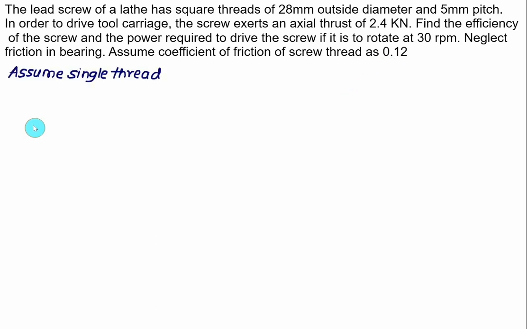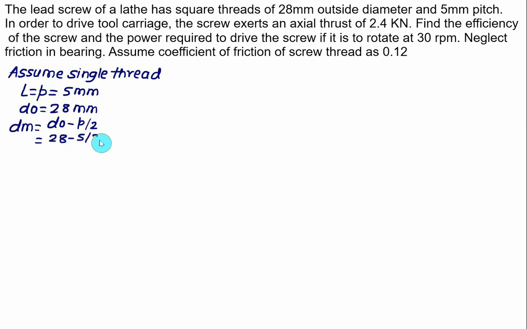So by default you have to assume here a single thread, and therefore we have lead is the same as pitch, equal to 5 mm. Outer diameter DO is also known, which is equal to 28 mm. Therefore we can calculate the mean diameter of the screw, which is equal to DO minus pitch divided by 2. In this case we have DO equal to 28, pitch equal to 5 divided by 2. So 28 minus 2.5 will be equal to 25.5 mm.